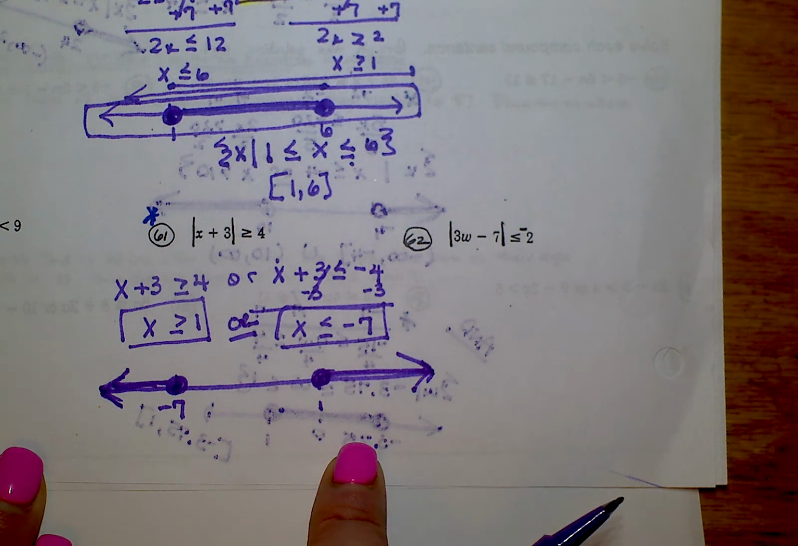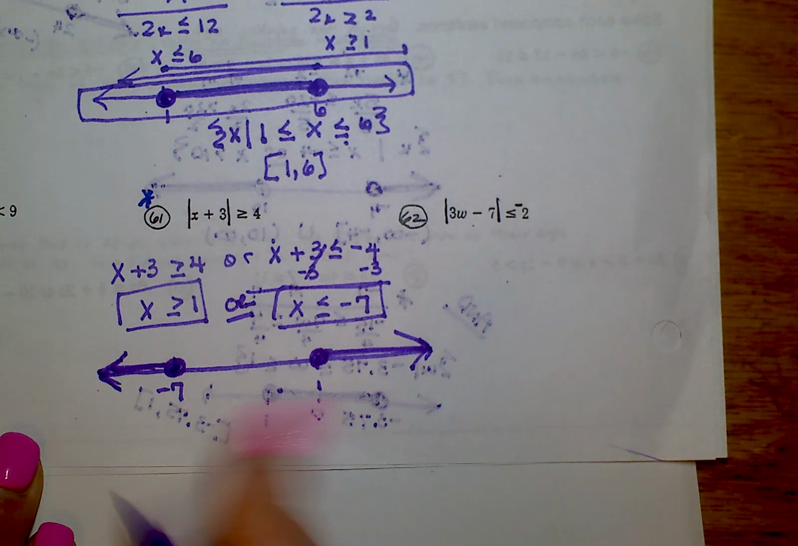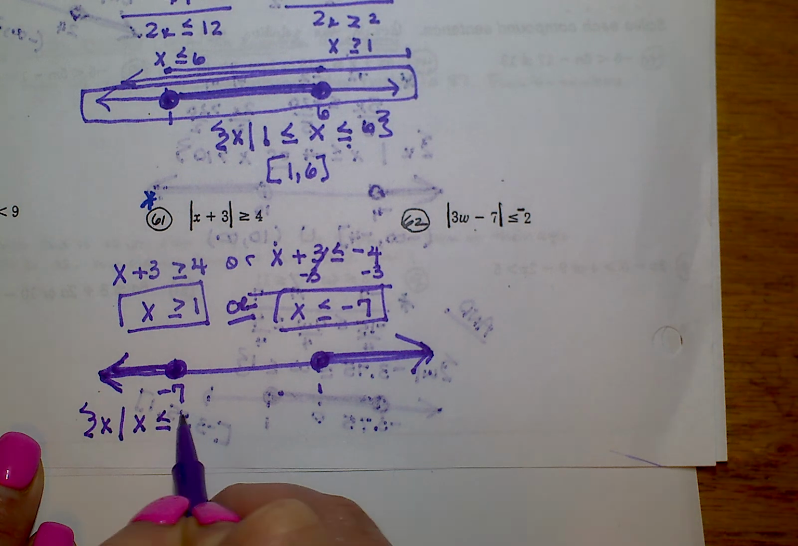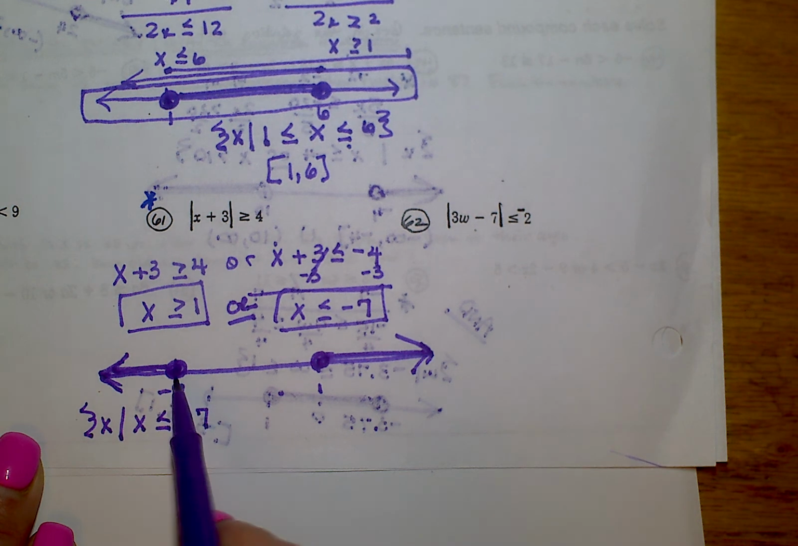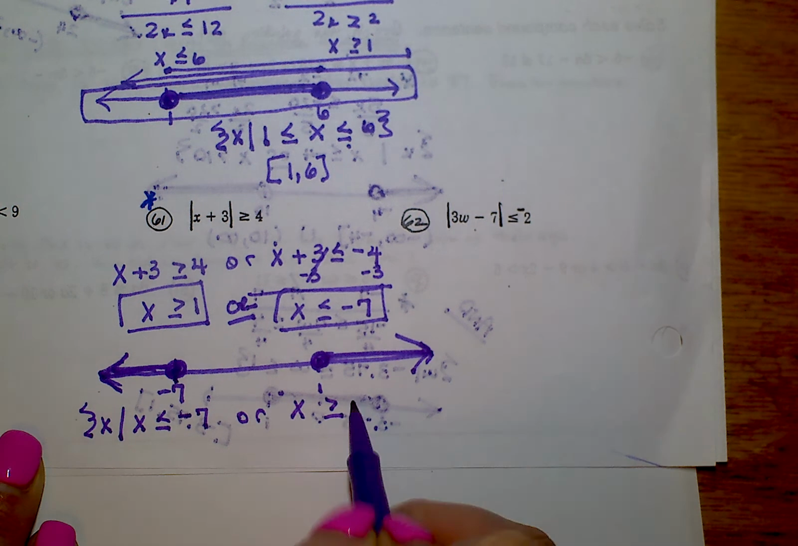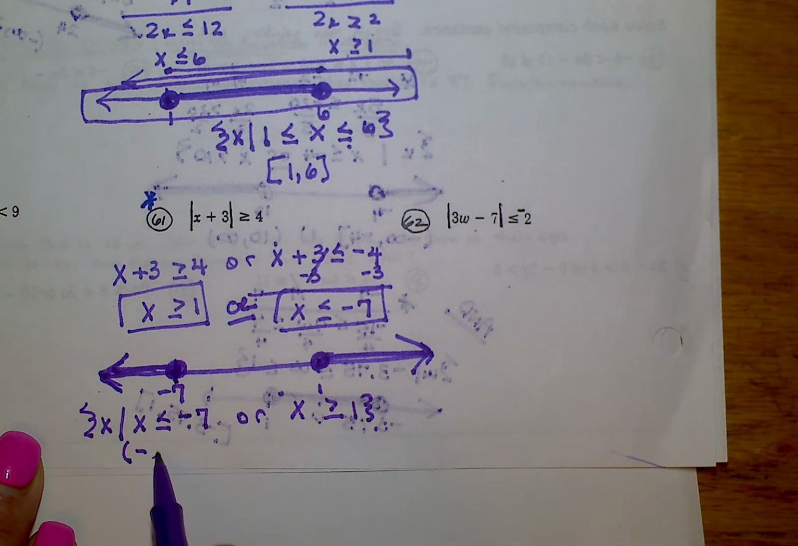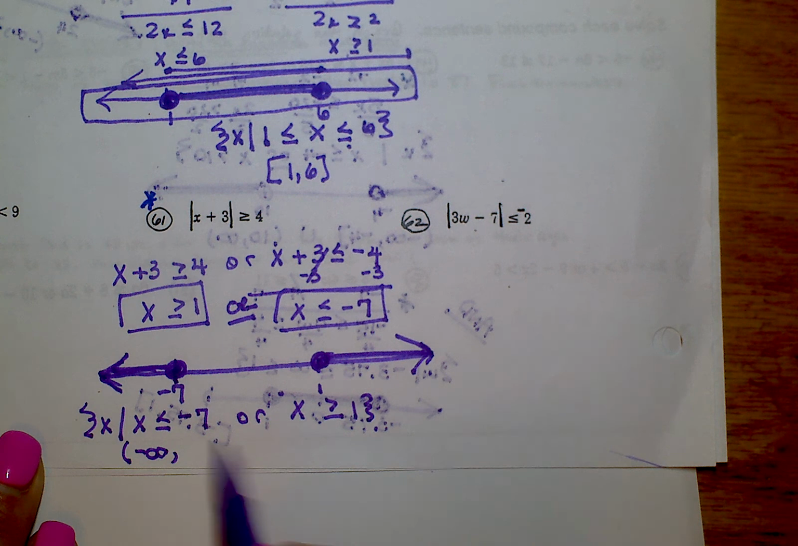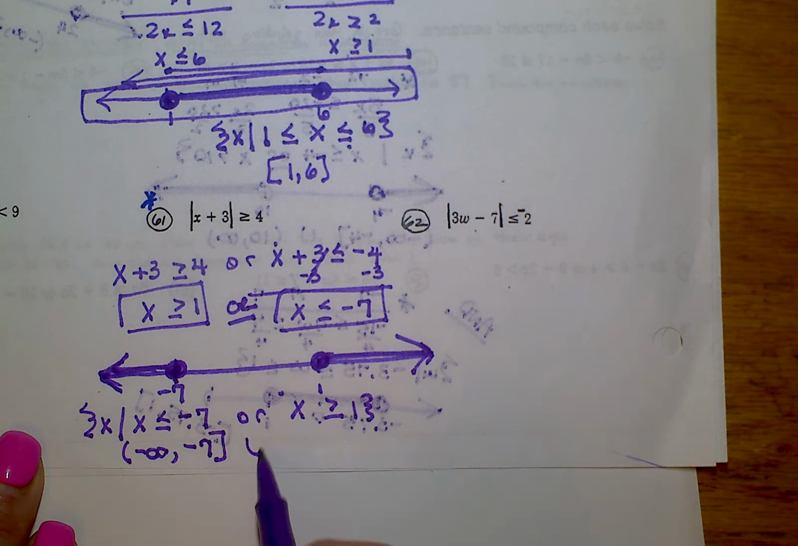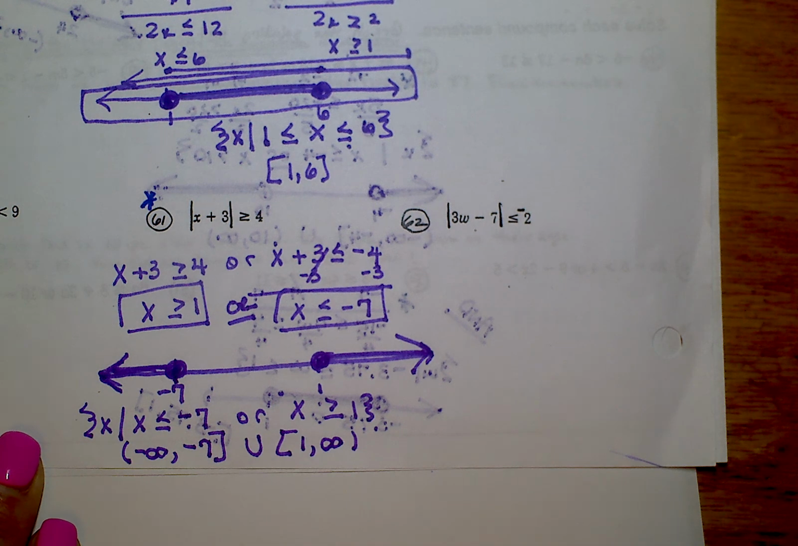Now, once you have the graph, you're ready to put your answer in the other forms. So for or, it would be x is less than or equal to -7, because you put the lowest one first, or x is greater than or equal to 1. Now with your infinity, it goes to the left, negative infinity. You put a bracket on -7, use the U. You put a bracket on 1 to positive infinity.